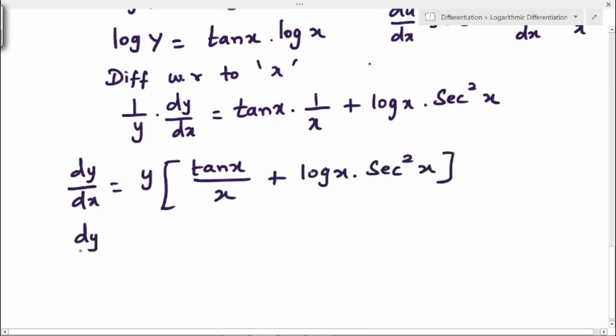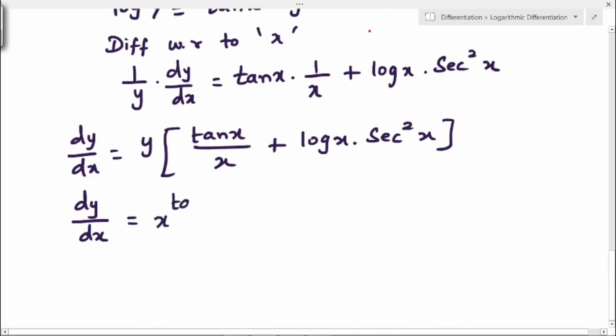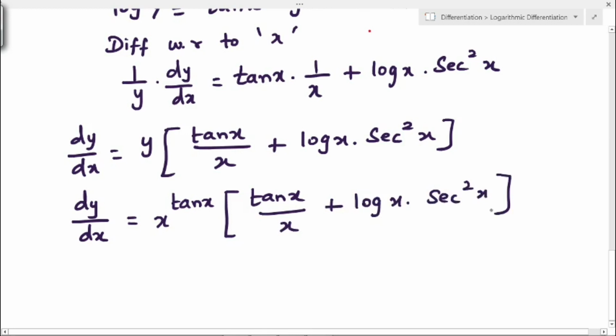So that is dy by dx equal to, what is the value of y? Here we have assumed y equal to x power tan x. So y value is x power tan x. So x power tan x into tan x divided by x plus log x into secant square x. So this is the answer.